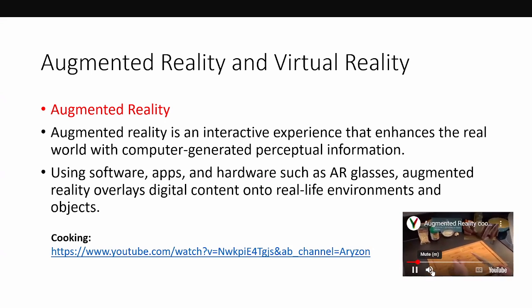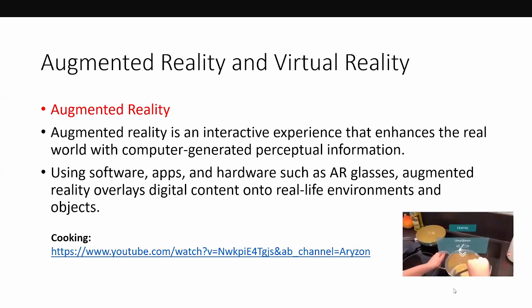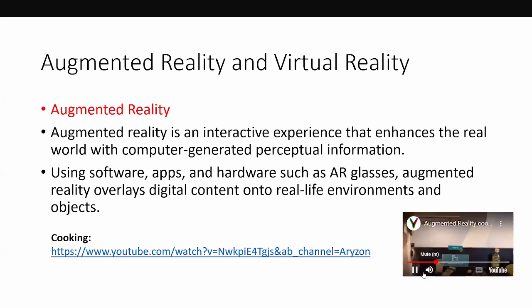If you look at this video now, you can see that you are wearing an AR glass and cooking, and while cooking, it detects the objects and provides suggestions. Okay, you now add salt, right? Now add this, that. So this can be used to learn cooking, right? So link is there.